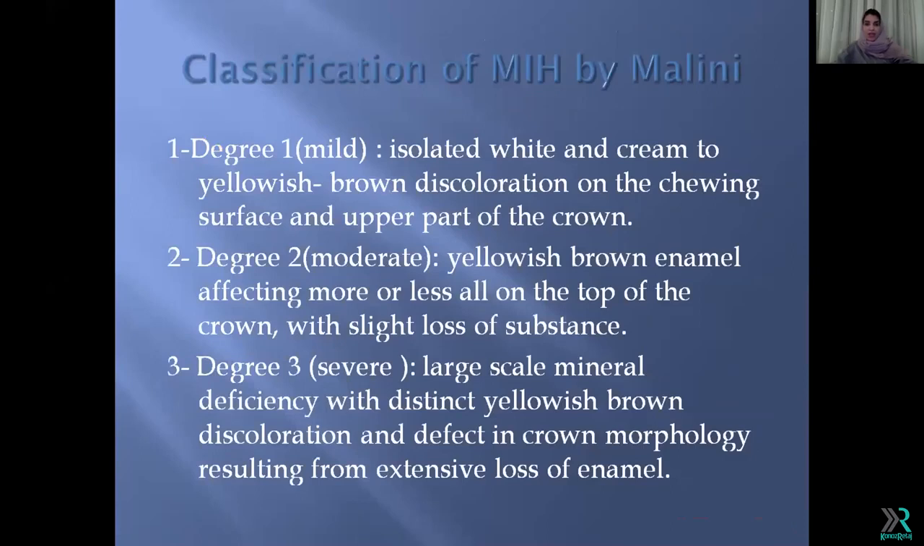Another classification is by Mathu, Degree 1, mild, is isolated white and cream to yellowish-brownish discoloration on the chewing surface or upper part of the crown. Degree 2, moderate, yellowish-brown enamel affecting more or less all the top of the crown with a slight loss of substance. Degree 3, severe, large-scale mineral deficiency with distinct yellowish-brown discoloration and defect in crown morphology resulting from extensive loss of enamel.